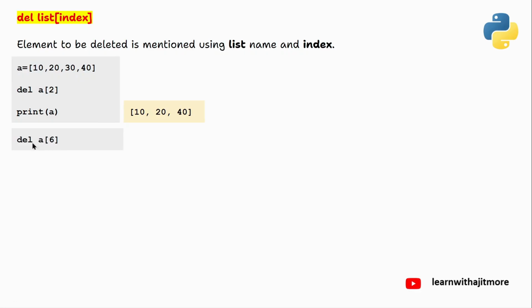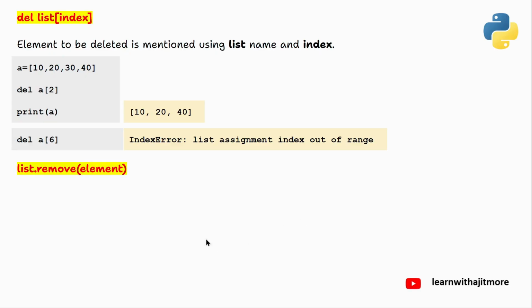Okay? And in this case also, when you go beyond the limit, index error will be generated. List assignment index out of range. Okay? And if you try to destroy the whole list only, guys, carefully याद रखो. अगर मैंने लिखा del A, पूरी list ही destroy हो जाएगी. तो उसके बाद अगर आप A print करने गए तो it will generate name error.